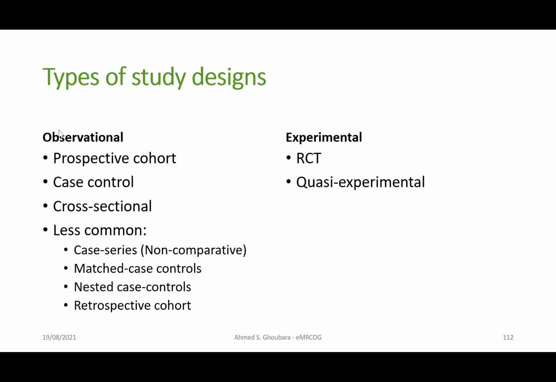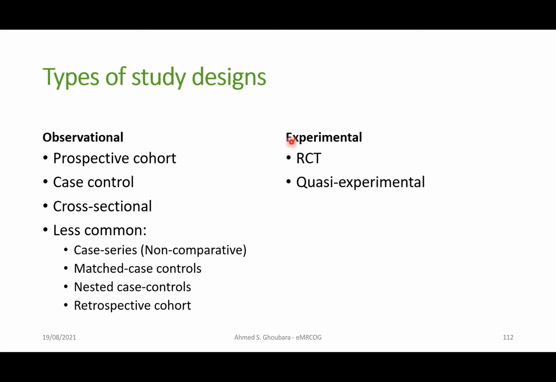So this is like prospective cohort study, case control, cross-sectional, the most common three. Prospective cohort study, case control, cross-sectional study. That's the most common. There are also some less common study designs like the case series, matched case control, nested case controls, and retrospective cohort studies. I will go through each one by one, just be with me.